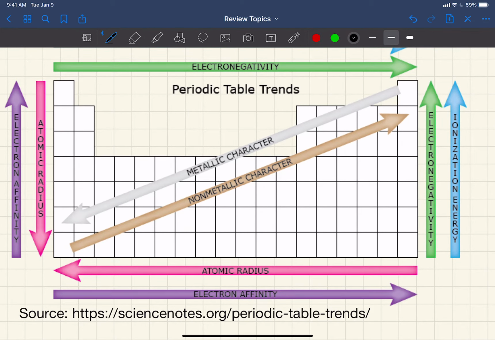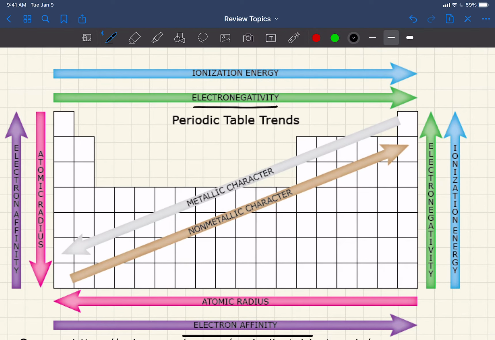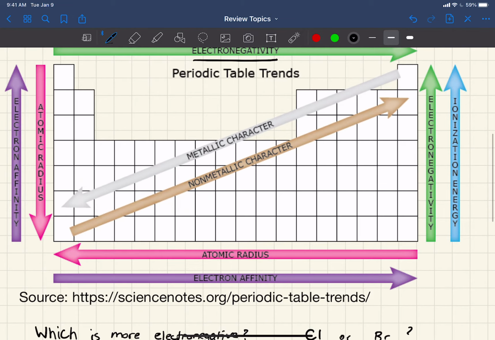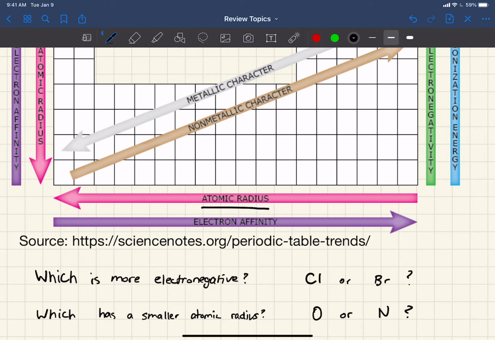There's the source. And these are just some of the basic trends that you should know, and you should be able to identify what these terms mean, such as electronegativity and ionization energy. Those two, I would say, are some of the most important. And actually, I'd say all of these are quite important, but atomic radius too. So make sure you understand, not just memorize, but also understand why it is like this. And so let's go through some examples and I'll explain my reasoning.